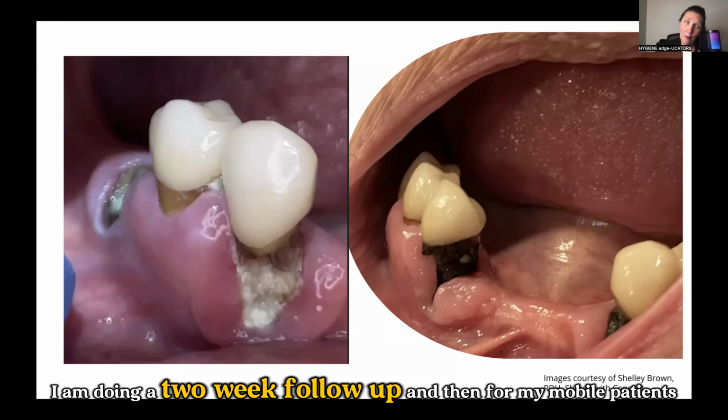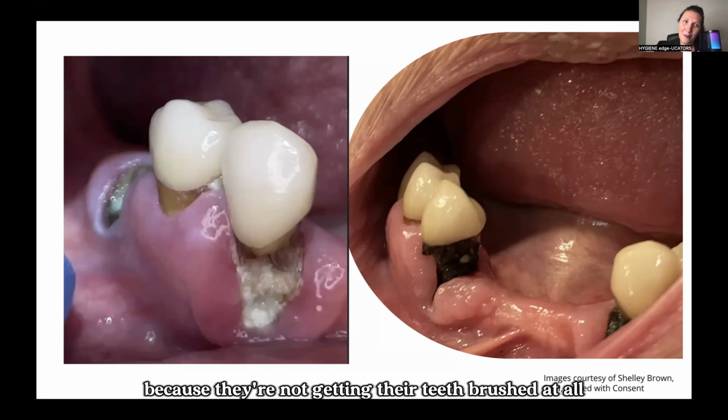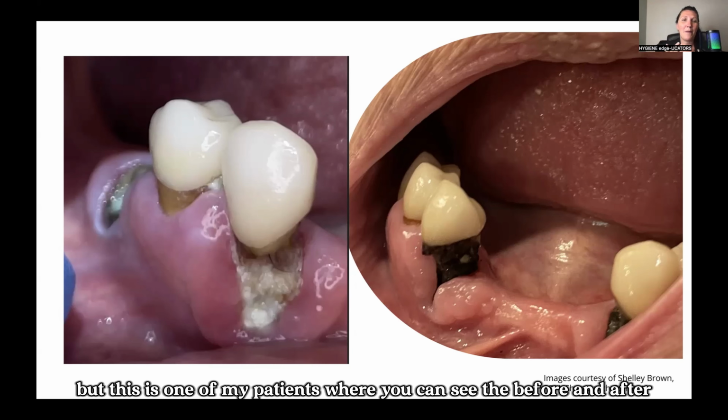And then for my mobile patients, I'm placing it every 3 months on these teeth because they're not getting their teeth brushed at all. Obviously, that might be different for a private practice and in school settings, but this is one of my patients where you can see the before and after.